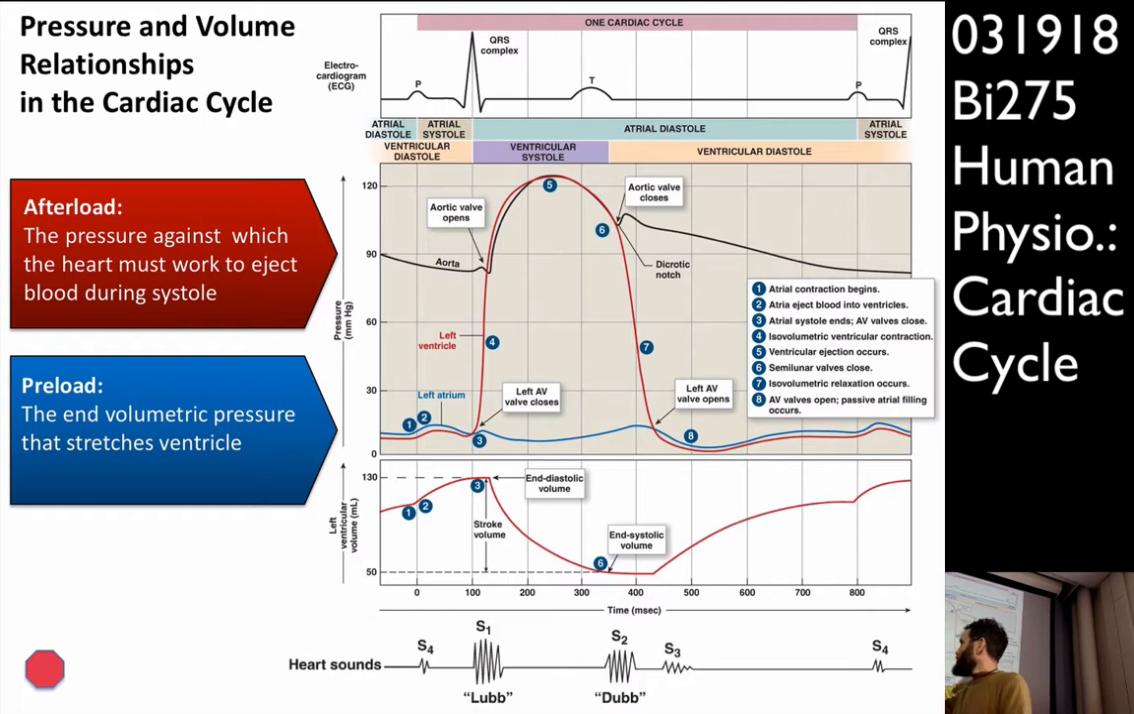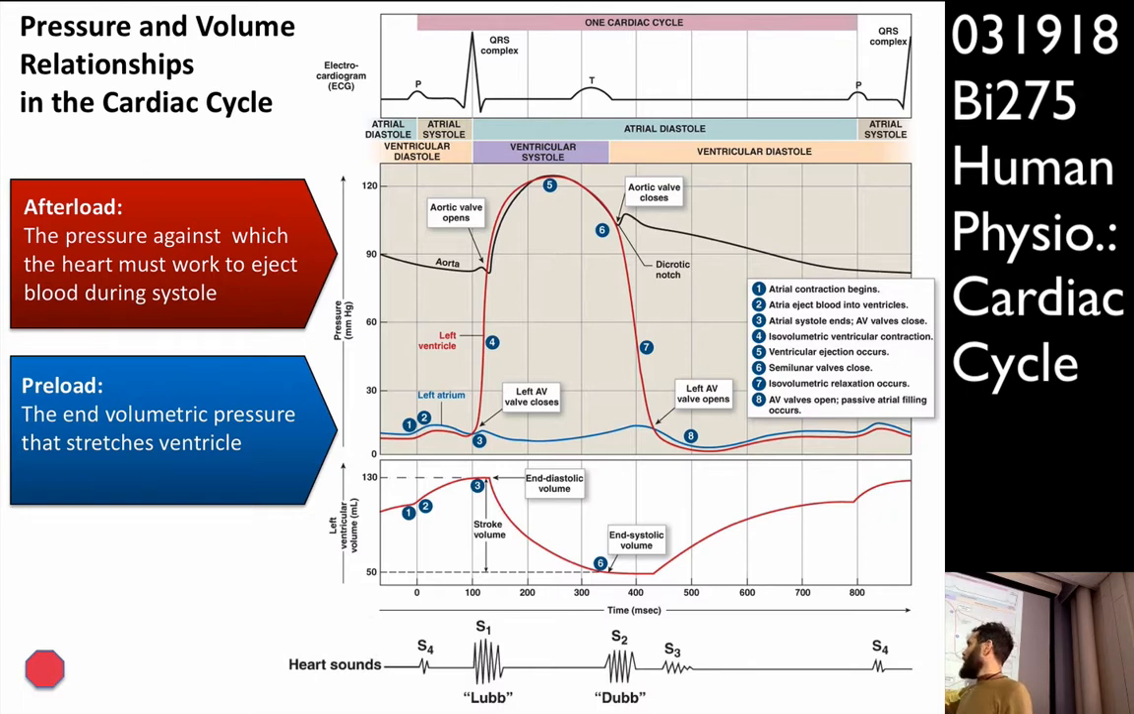We have this point here where there's passive filling. The volume of the ventricle is filling just by virtue of the back pressure from the venous blood pressure, the preload. So this is the preload. This is the end volumetric pressure that's going to stretch that ventricle. How much blood is returning to the heart? What's the pressure of that venous blood that's coming back? That's giving us a passive filling of the ventricle.